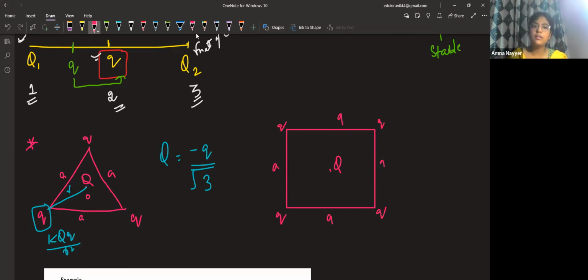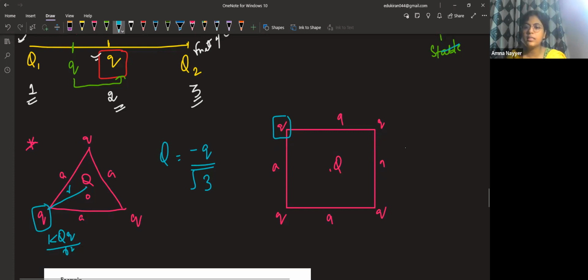But if charge Q is present, then your answer is not 0. Again, how will you solve this? Take any of the corner charges. Take this. Then what are the forces on this? Because of this particular charge, this charge, and this charge, equated with the force due to the capital Q which you are finding.